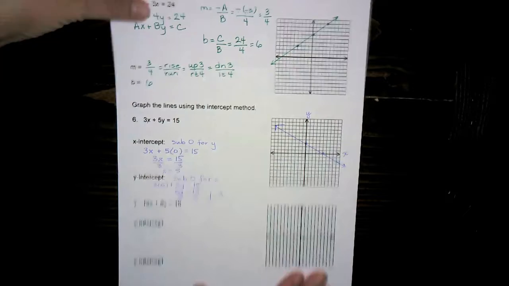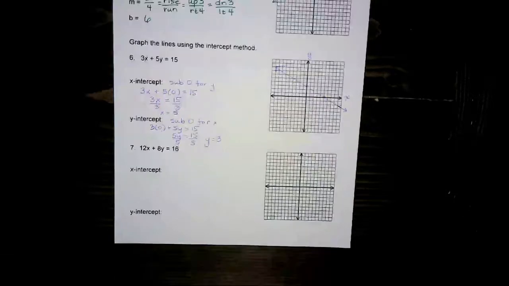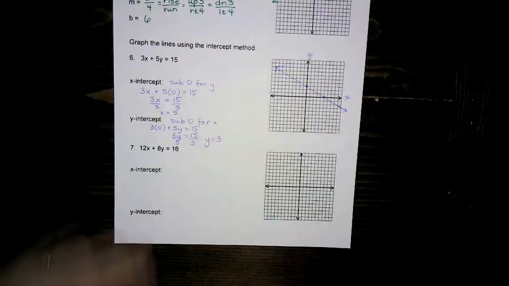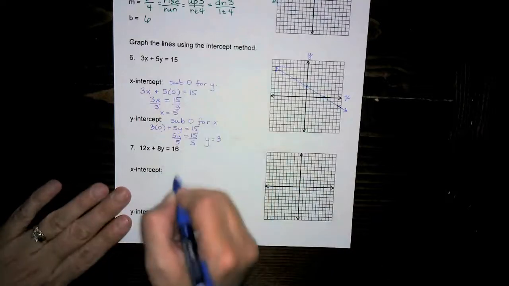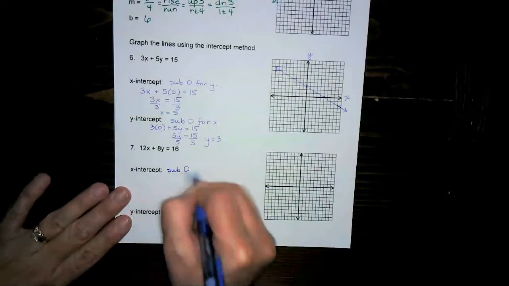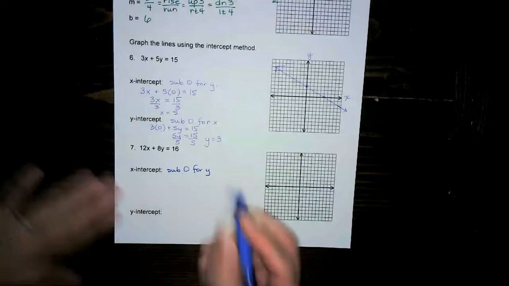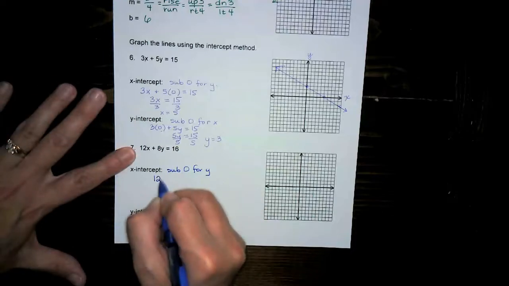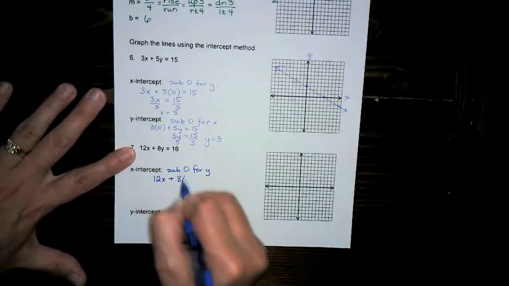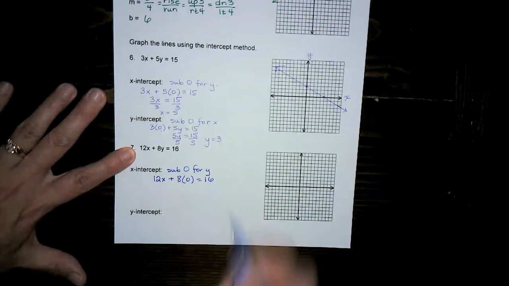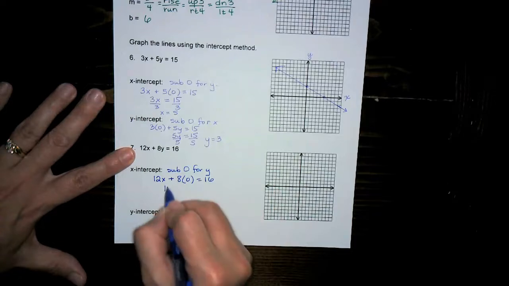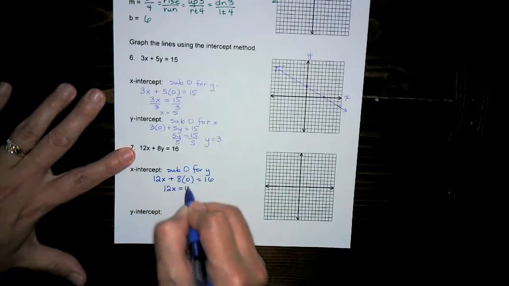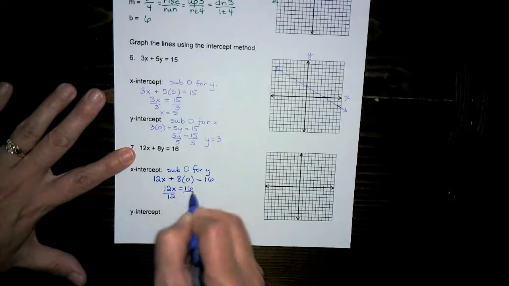Okay, so let's look at 7. We'll use the same method. So for the x-intercept, we're going to sub 0 for y. So that'll give me 12x plus 8 times 0 equals 16. So now I got 12x equals 16, and then I can divide both sides by 12.